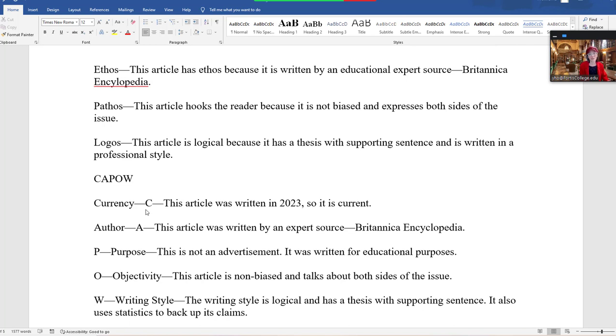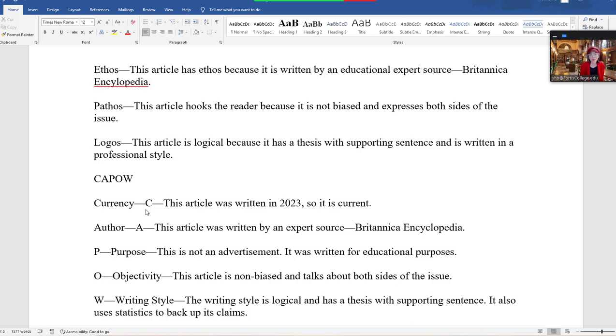So, ethos: this article has ethos because it is written by an educational expert source, Britannica Encyclopedia. Pathos: this article hooks the reader because it is not biased and expresses both sides of the issue. Logos: this article is logical because it has a thesis with supporting sentences and is written in a professional style.